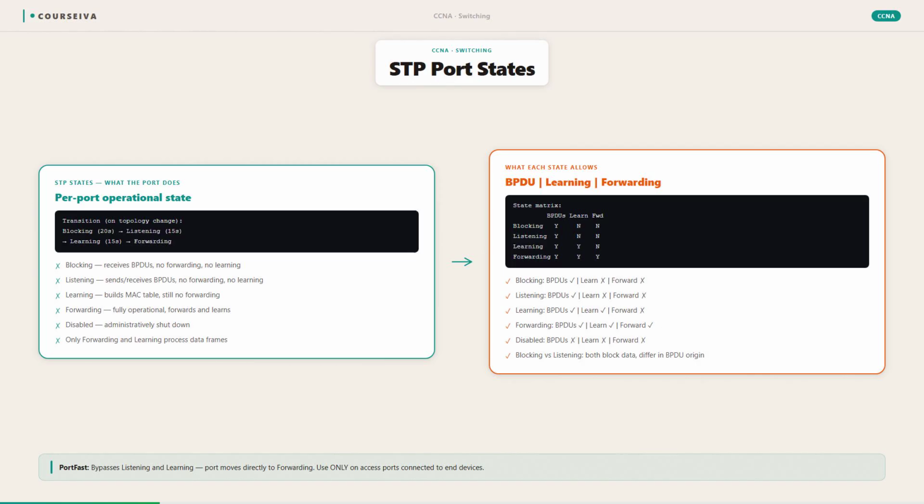Picture it as a nightclub bouncer. It hears all the chatter, receives BPDUs, but isn't letting anyone in or out. It doesn't forward frames, and isn't keeping a guest list, so it doesn't learn MAC addresses. Its main job? Keeping those pesky network loops at bay.